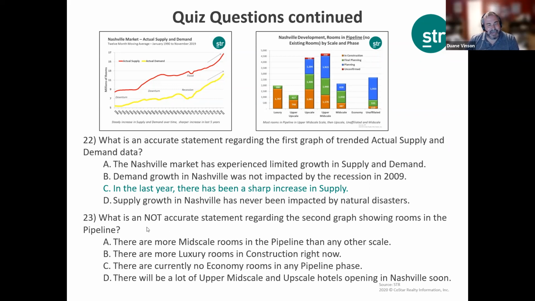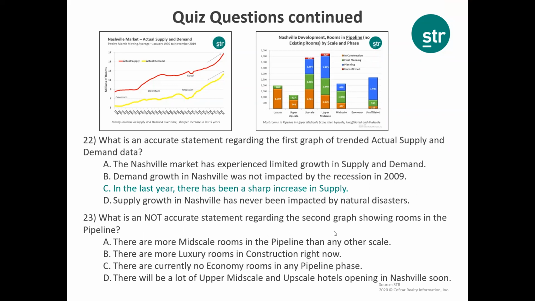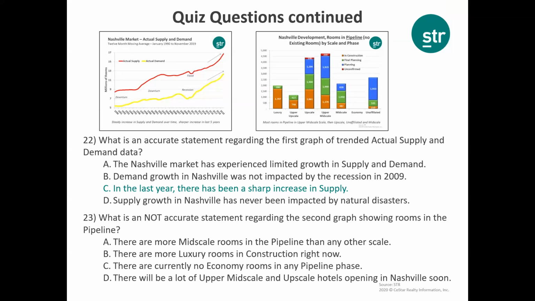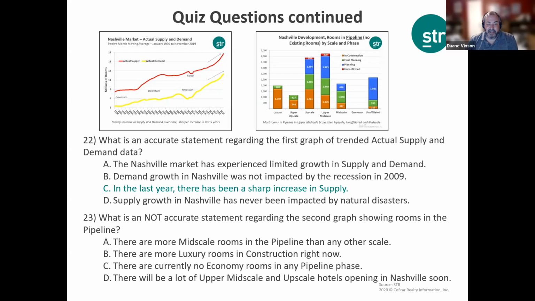Number 23, what is not an accurate, I'm sorry, that wording is not correct there. What is not accurate regarding the second graph showing rooms in the pipeline? Which one of these is not correct based on that graph? I apologize for the wording in that question. I will correct that. Which is not accurate.